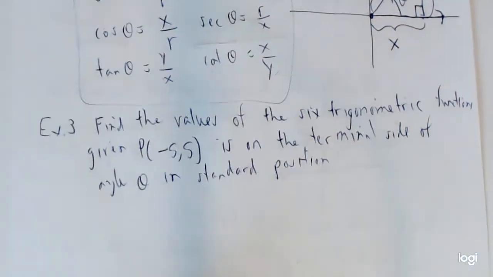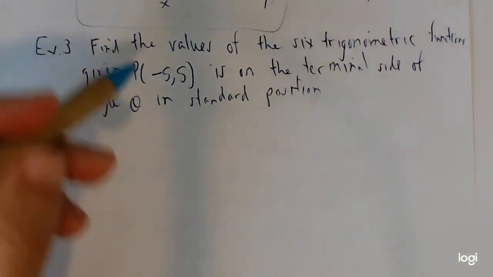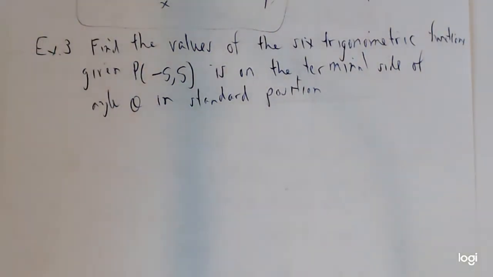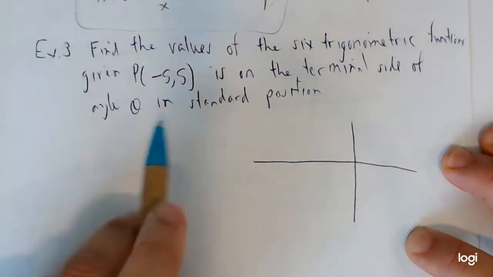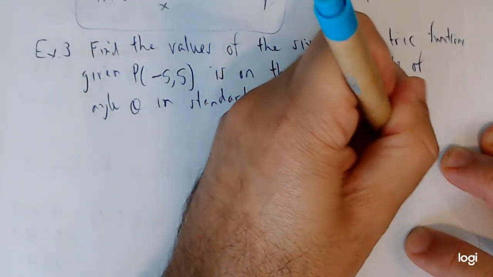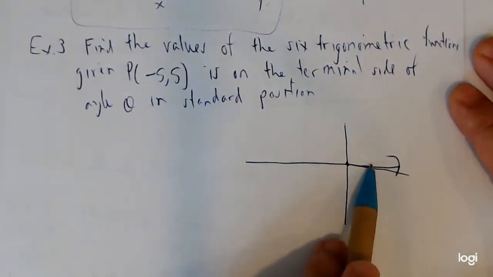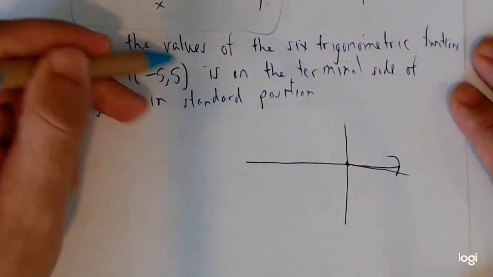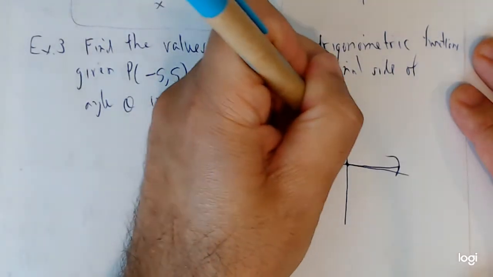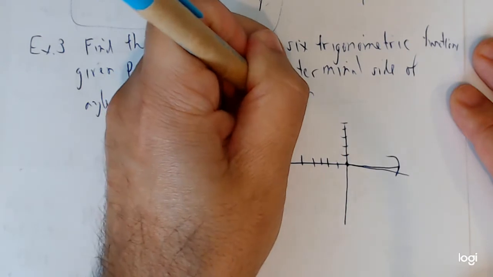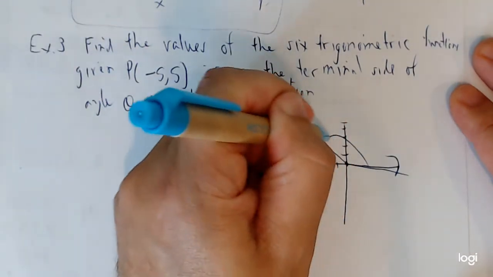Okay, so for this one, the good news is I could solve this example without drawing any pictures, but I'm going to draw a picture anyway, just so we see it. So here's what we know. We have an angle in standard position. So whatever theta is, its initial side starts from here, and the point that my terminal side goes through is (-5, 5), which is right there. So we know that my terminal side goes through that point, and this is my angle theta.